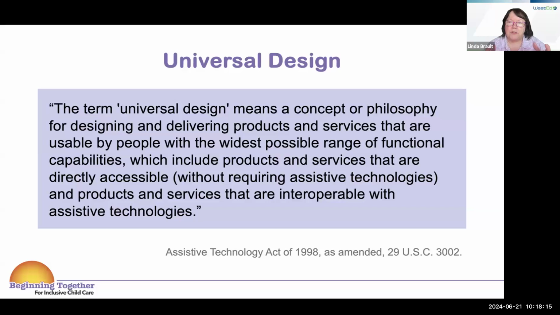So when we talk about universal design, I think it's important to understand this grew out of architecture, and it's defined in the Assistive Technology Act and the federal government, but it's a concept or philosophy for designing and delivering products and services that are usable by people with the widest possible range of functional capabilities, which includes products and services that are directly accessible. So things that people can do without requiring an assistive technology, and products and services that are interoperable with assistive technologies. So basically what that means is this is a way to make sure that from the beginning, things are available and accessible to people.